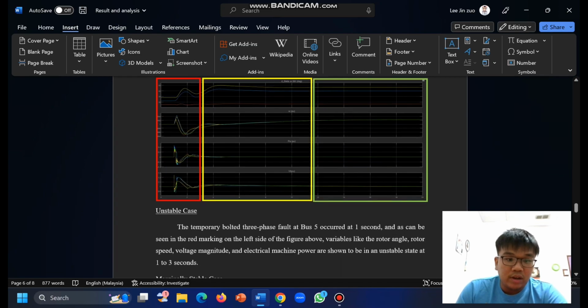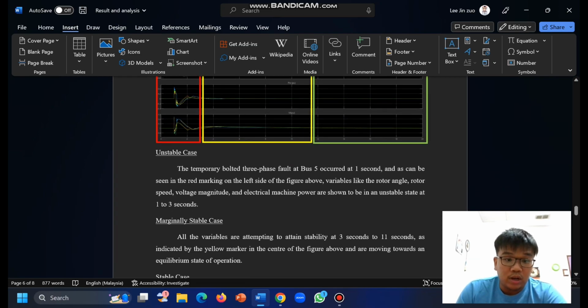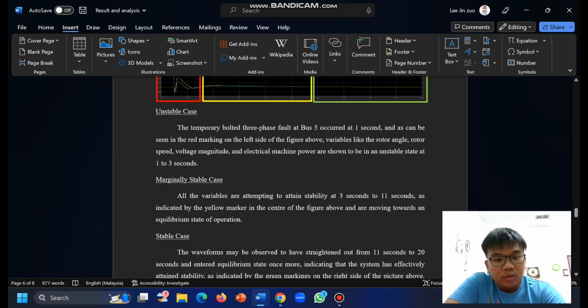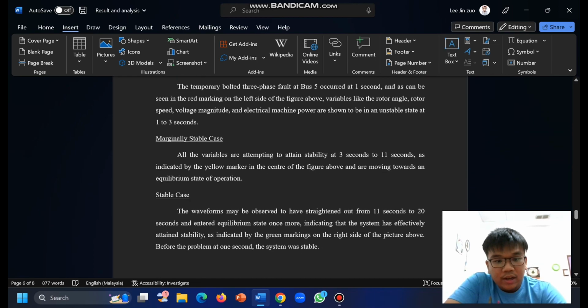The next is the yellow color, which is the marginally stable case. All the variables are attempting to attain stability from 3 to 11 seconds and moving towards an equilibrium state of operation. The last is the stable case, indicated as the green color, and the waveform observed has straightened out from 11 to 20 seconds. Before the problem at 1 second, the system was stable.